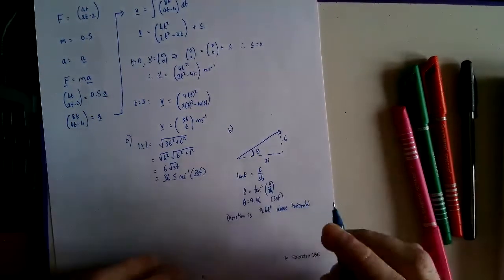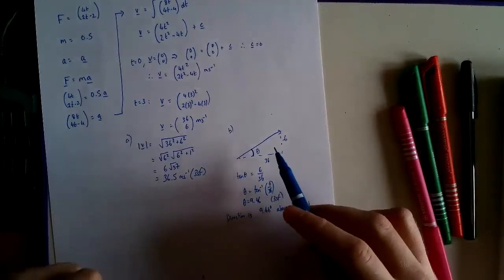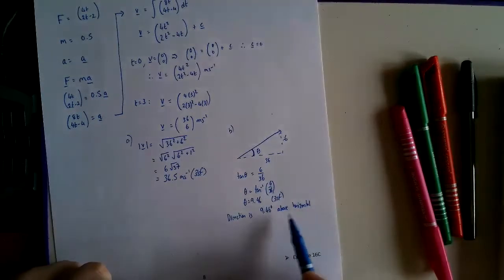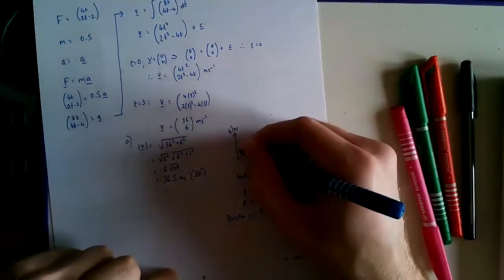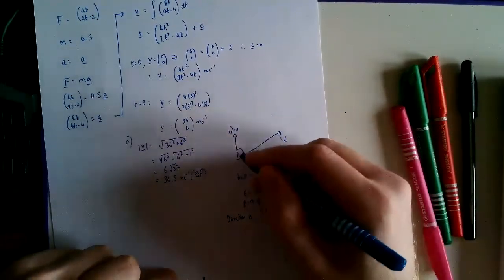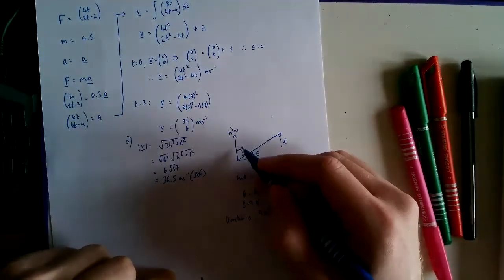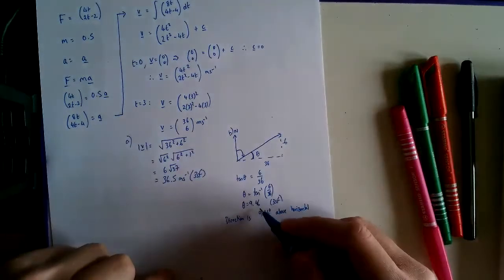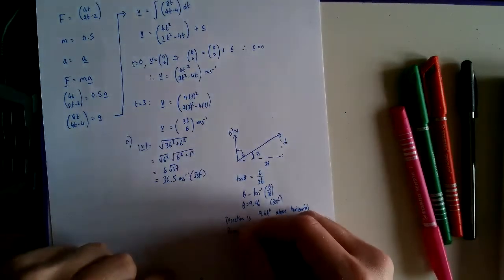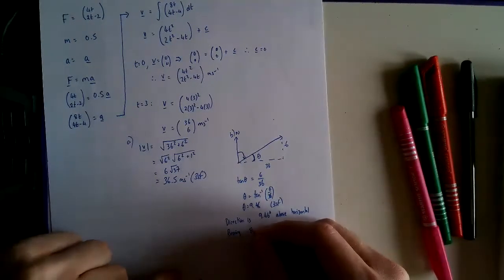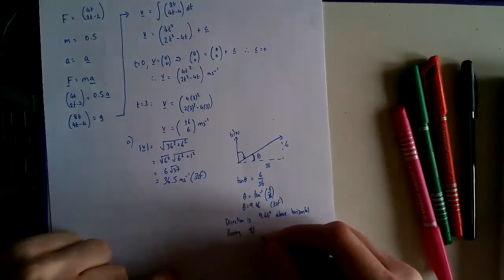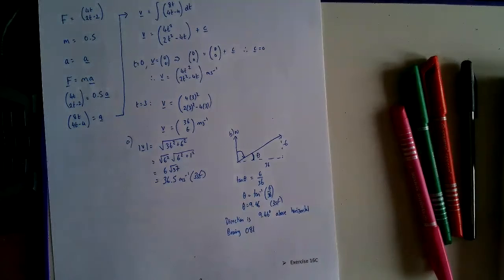But if you wanted to give it as a bearing, you don't have to worry about all this above horizontal thing. Remember, bearing, you measure from the north line and you measure clockwise. So it will be this angle here, just 90 minus that. The bearing would be 90 minus that, so it would be 081. We need 3 digits.